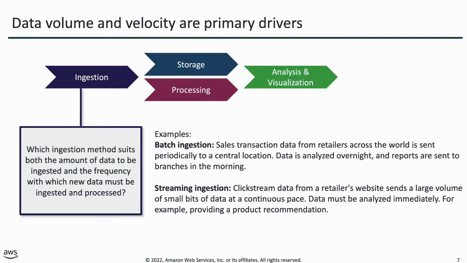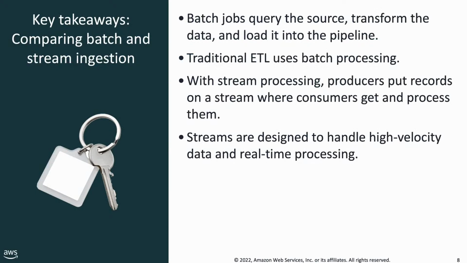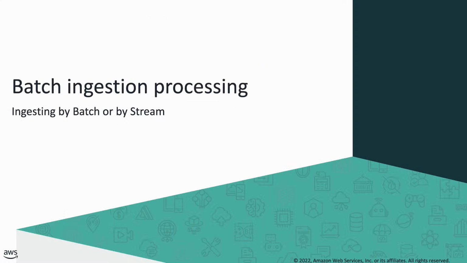So let's talk about some of the ways we can identify these differences. Batch processing is running jobs that query a source, transform it, and load it into a pipeline, and traditional ETL is used for that. With streaming, records arrive and are put on the stream continuously, and consumers process them as they're available. So the big advantage of streaming ingestion is the opportunity to review results and take action immediately, and the data is going to be ready for analysis with low latency. So the idea with stream processing is that you're going to handle high volume, high velocity, unstructured data.